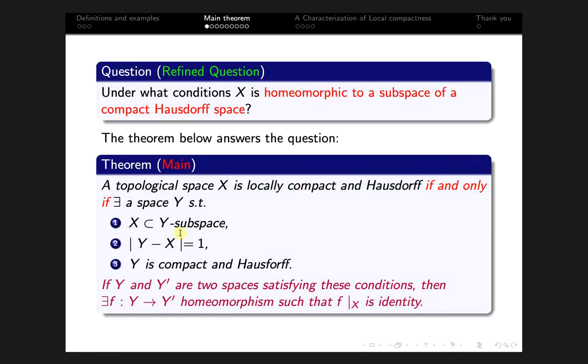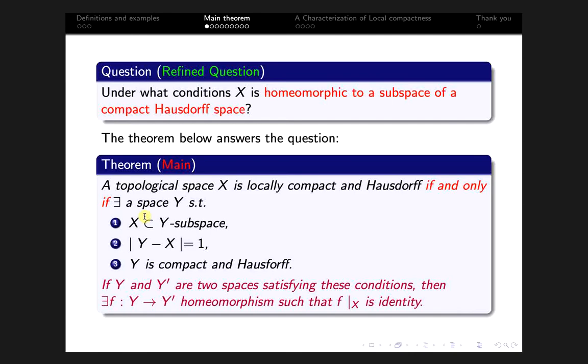Therefore, the refined question is, under what conditions is X homeomorphic to a subspace of a compact and Hausdorff space? That is, under what conditions does there exist an embedding f from X to Y, where Y is a compact and Hausdorff space? The theorem below answers the question.